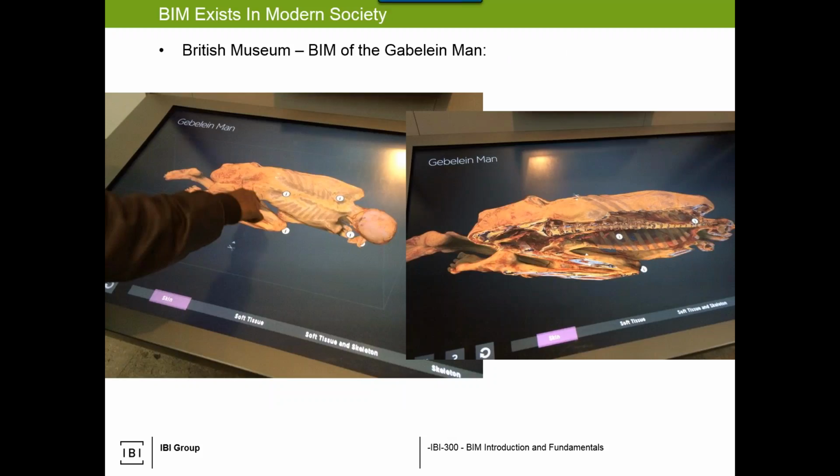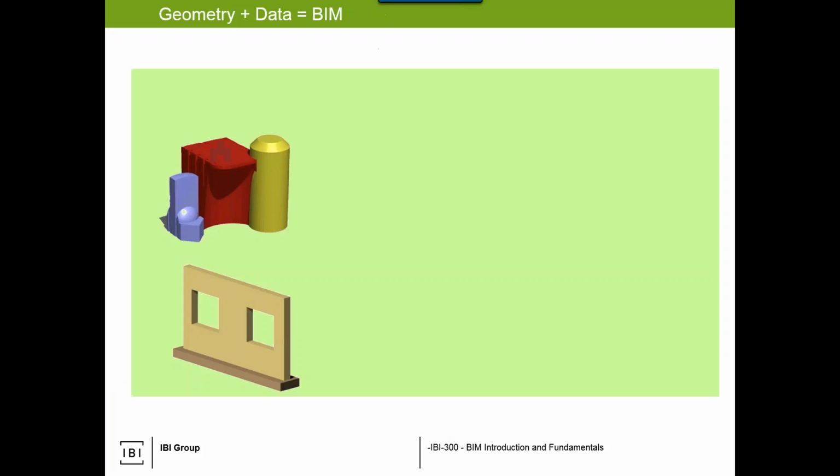BIM in a museum. Last time I was at the British Museum, I was just walking through and I was fascinated by this individual in front of me who was cutting a section through a 3D model of the Gebelein man. And I said, how amazing is that, right? BIM in practice: everybody was interacting with this computer screen, but I don't think anybody was actually realizing that it was BIM. It was a model with information. They were sectioning it. You press one of those info markers, it brought up data about the portion of the body that you clicked on. Very BIM.